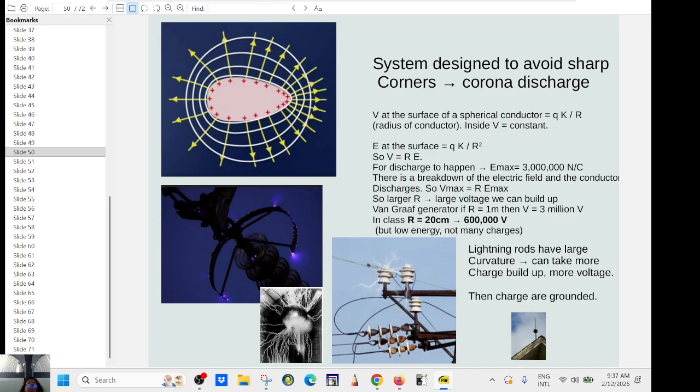Let's say you have a Van Graaff generator. That will be the size, 20 centimeter. That will be the voltage. The goal is to find how much charge it's holding if you want to do the computation.